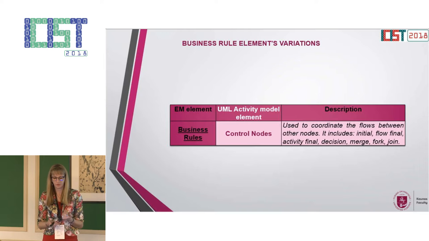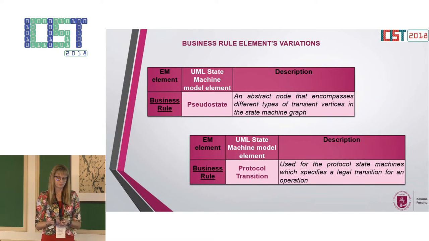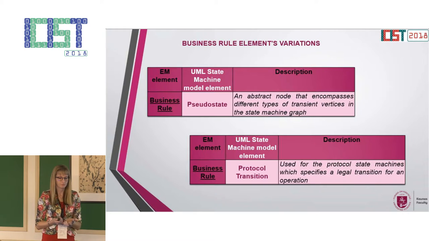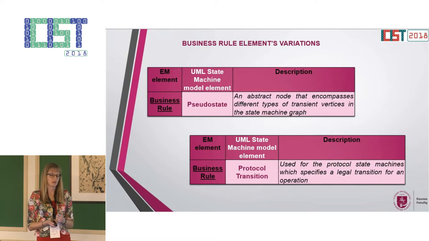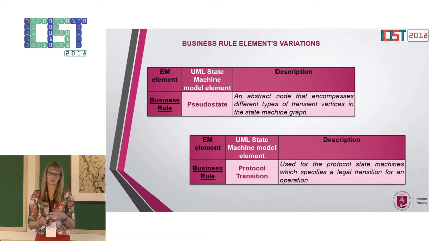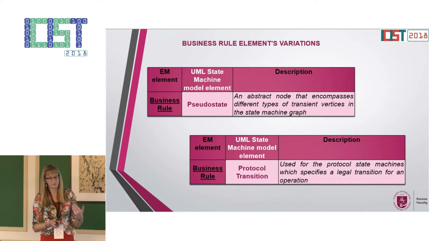In the activity model, the same business rule means the control nodes. And as you know, in the activity model, control nodes are different. They are initial, flow final, decision, merge, fork, and join nodes. So it is very important to know which of them a particular business rule in an enterprise model is. There are other behavioral models, like the UML state machine model and the UML protocol state machine model, and there business rules also have different elements. So here we can understand that in the enterprise model, in the business rules element, we have all the information which is related to every UML model element which relates to a business rule.